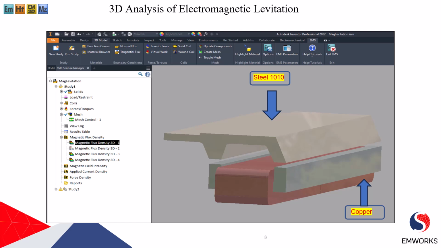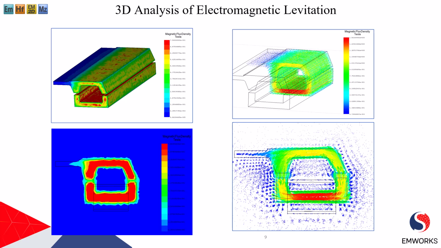Here you can see the electromagnetic simulation side, and if you just switch to the model, you can do your 3D modeling or change your geometry based on your electromagnetic results.